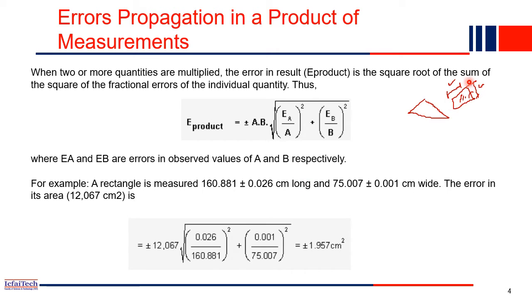In each length, each distance measurement, we have errors. Errors may be in terms of 0.001 millimeter or 0.01 meter, whatever it may be. Similarly, both distances have some error associated with them. Now when we multiply, those errors also will be propagated into the next measurement, the area. So when two or more quantities are multiplied, the error in the result is the square root of the sum of the squares of the fractional errors of the individual quantities.